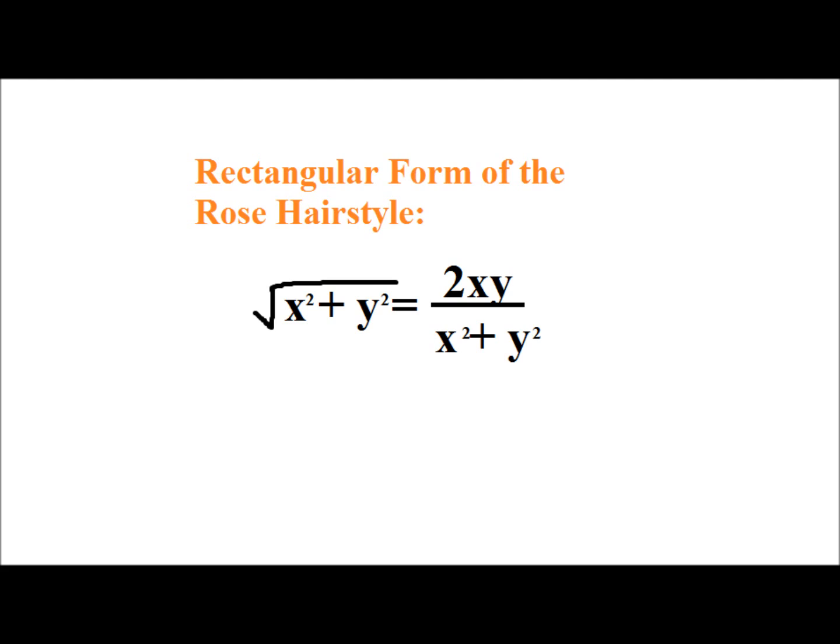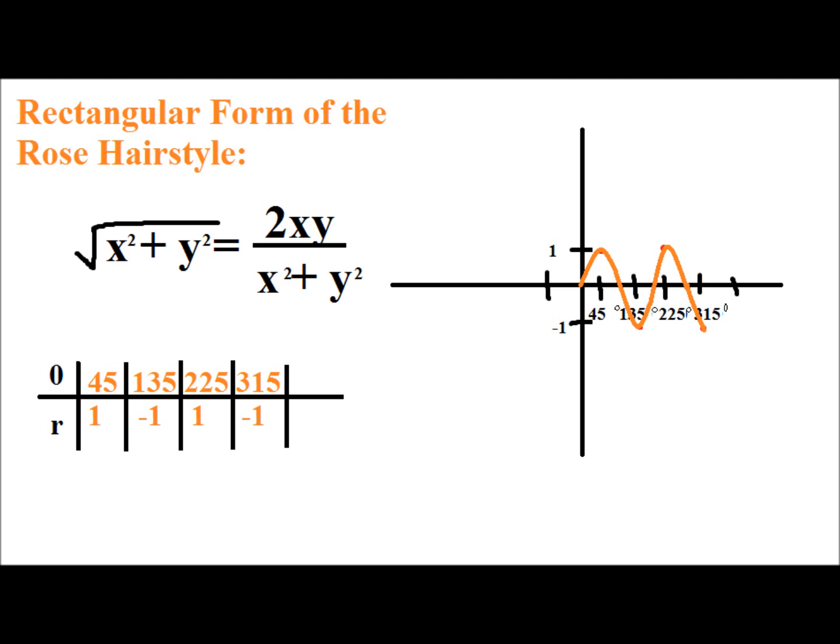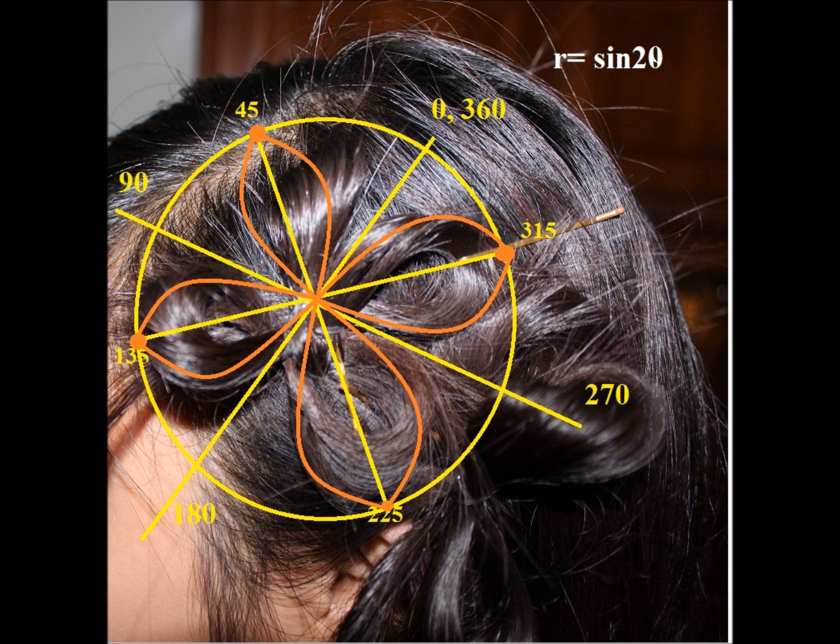The rectangular form of this equation is root x squared plus y squared equals 2xy divided by x squared plus y squared. And here is the graph in rectangular form. The complete table of the rose hairstyle is that when theta is 45 degrees, 135 degrees, 225 degrees, and 315 degrees, then respectively r equals 1, -1, 1, and -1.